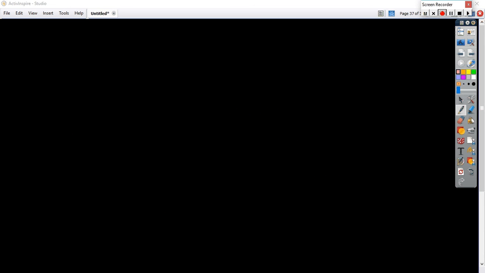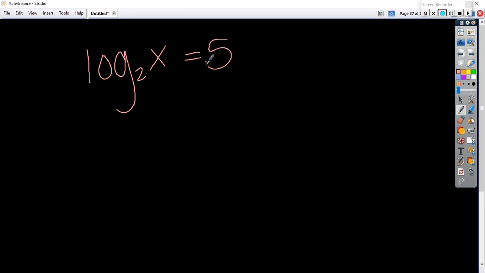Before I do natural logs, let me just show you how we can use this in a basic form. If I had log base 2 of x equals 5, and I said solve that for x, what would you do?